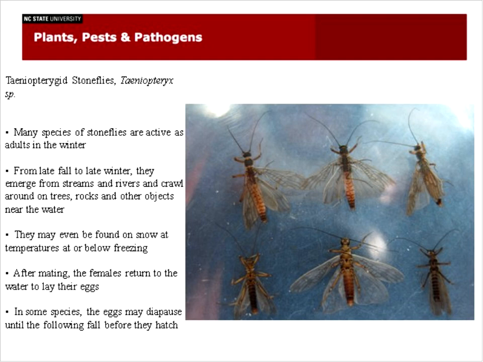The eggs may not hatch immediately, but in fact may diapause through the warmer months of the summer. Then as the weather starts to cool the following fall, just about the time that all those falling leaves are entering the water and providing a great food resource, that's when they emerge and complete development in a few months.